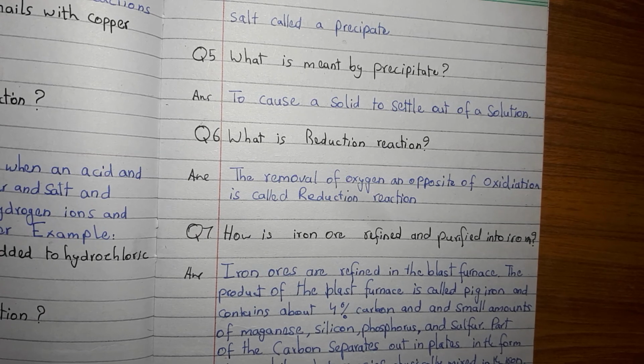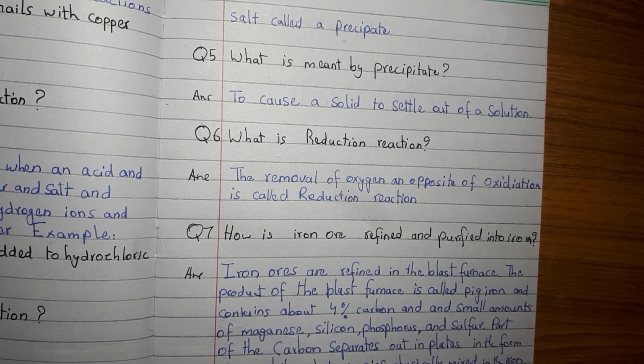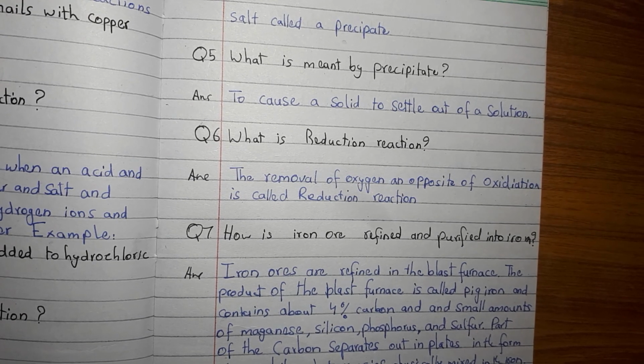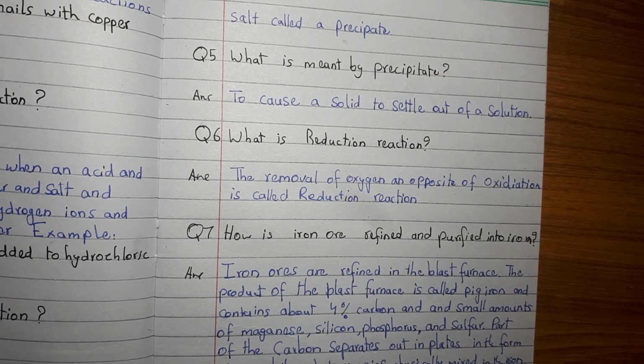How is iron ore refined and purified into iron? Iron ores are refined in the blast furnace. The product of the blast furnace is called pig iron and contains about 4% carbon and small amounts of manganese, silicon, phosphorus, and sulfur. Part of this carbon separates out in plates in the form of graphite but remains physically mixed in the iron.